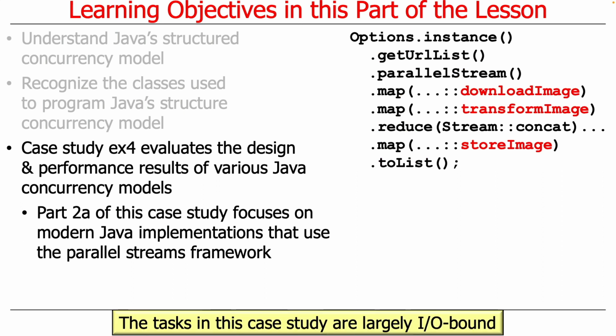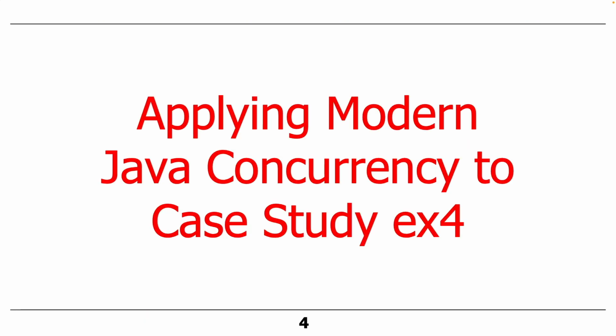This example will be largely, or mostly, I/O bound. We're going to download images from remote websites, which is largely I/O bound. We're going to do some transformations, which is not I/O bound. And then we're going to do some storing of images, which is I/O bound. So this will demonstrate how you can use parallel streams for I/O bound computations.